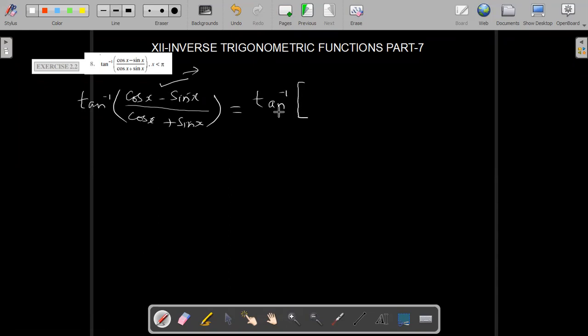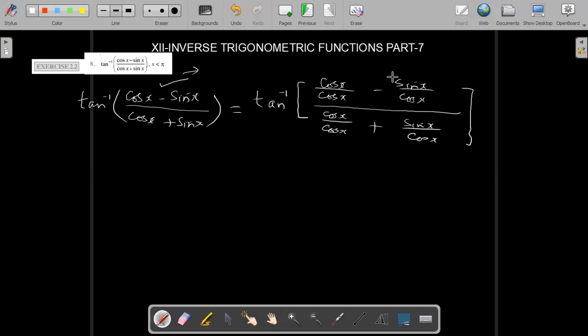How? Just see, whenever you have cos x minus sin x upon cos x plus sin x, just remember you have to divide by cos x. Numerator and denominator, all terms are divided by cos x. So cos x upon cos x minus sin x upon cos x, and cos x upon cos x plus sin x upon cos x. Why are we dividing? Because it will convert into tan.